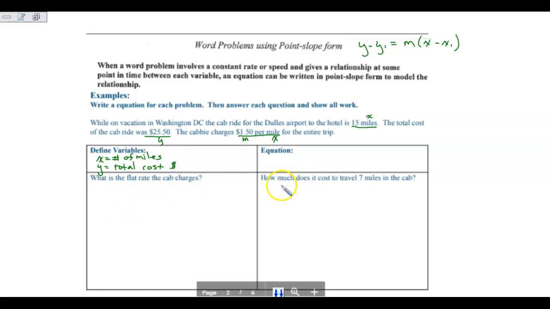So now I need to come up with my equation. Well, I know this is x, and I know this is y, so there's my ordered pair of 15 and $25.50. And my slope is $1.50. Using this information, I can use my point slope form and write my equation. So it's going to be y minus $25.50 equals my $1.50 times x minus 15. So there's my equation.